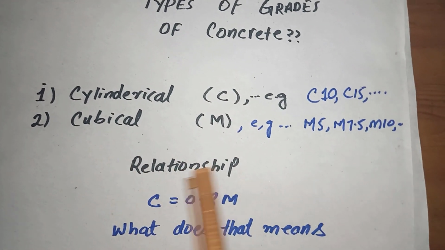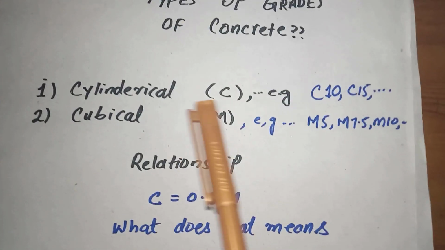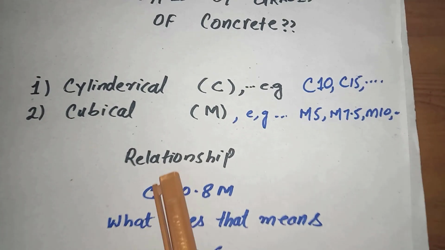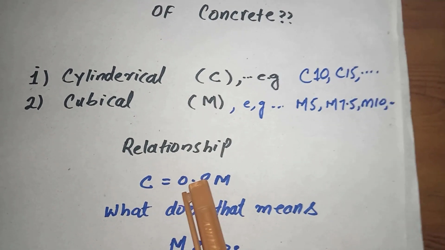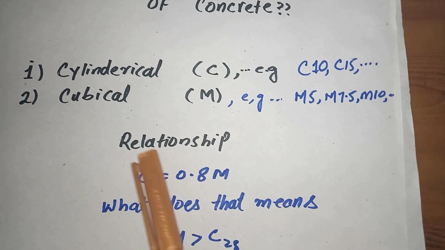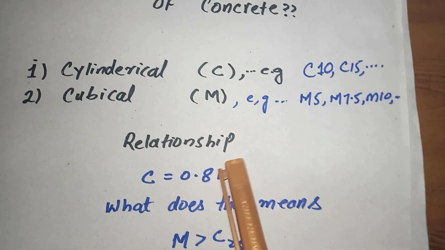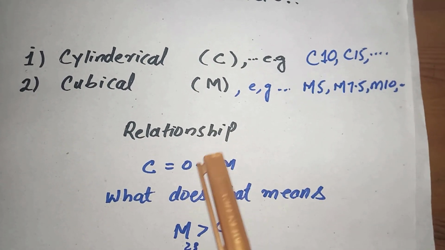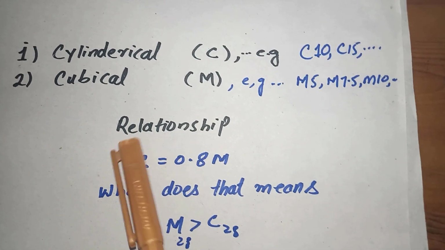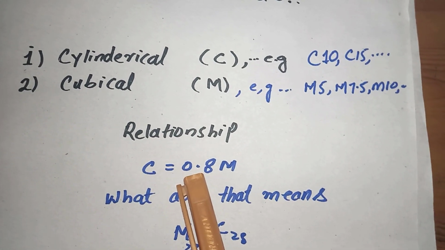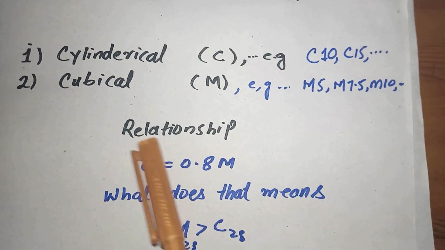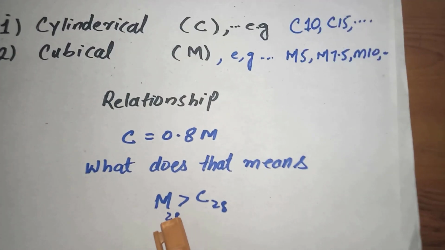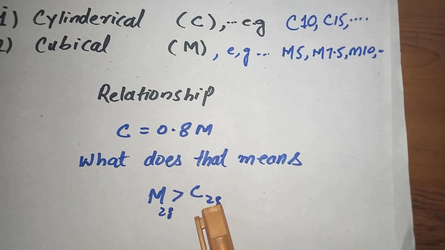So here is the relationship between cylindrical strength and cubical strength, where C is almost equal to 0.8 M. C is cylindrical strength, M is cubical strength. So it means when we get cubical strength and multiply it with 0.8, then we get the 28-day cylindrical strength. So it means that M28 is always greater than C28.